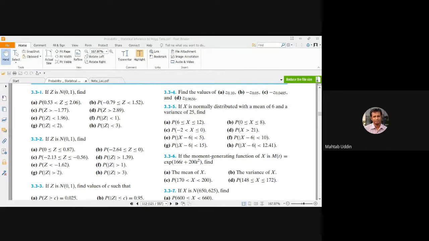Is it visible? I hope you can see the screen. Yes. Okay.